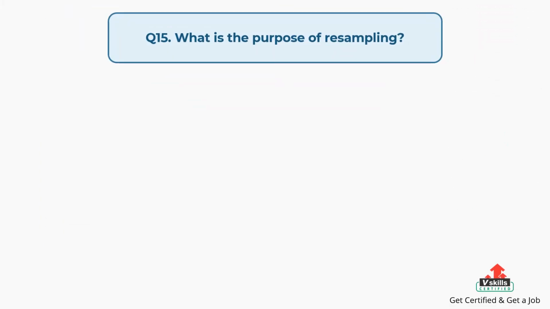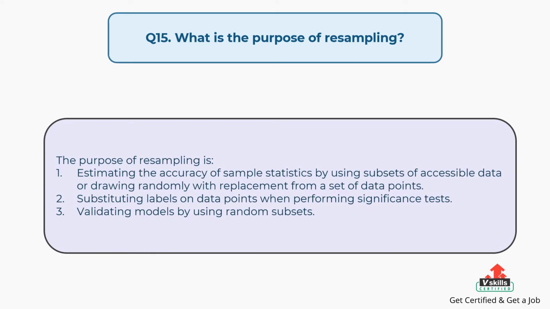Question number 15. What is the purpose of resampling? The answer is: the purpose of resampling is: firstly, estimating the accuracy of sample statistics by using subsets of accessible data or drawing randomly with replacement from a set of data points. Secondly, substituting labels on data points when performing significance tests. Lastly, validating models by using random subsets.